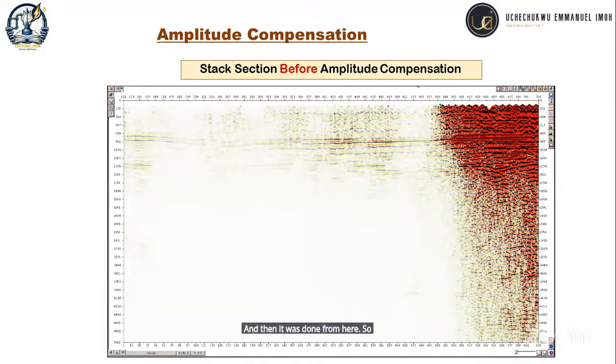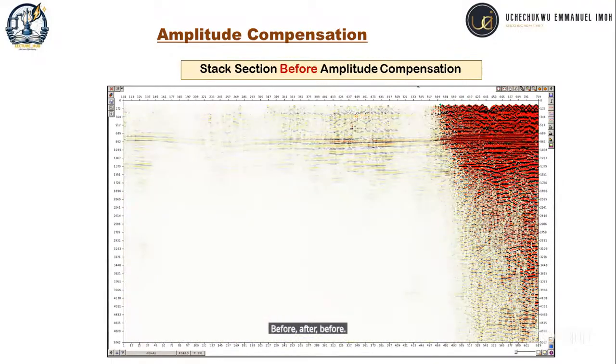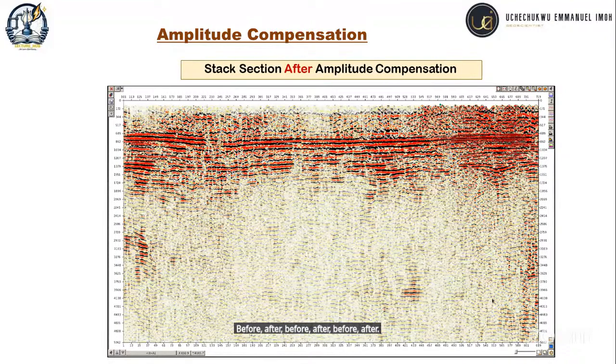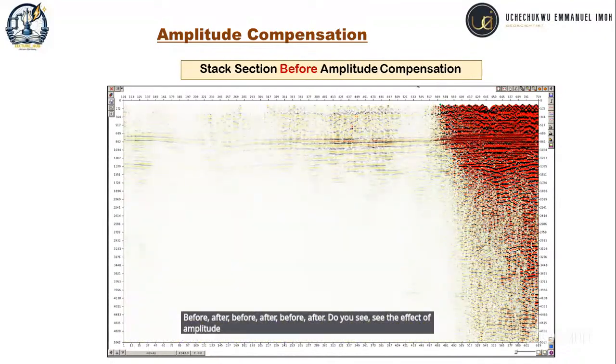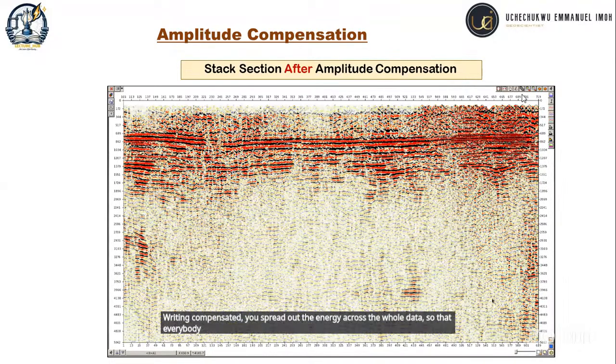So furthermore, this is another amplitude compensation. Before, after, before, after, before, after. You see the effect of amplitude compensation. Before, the higher energy is on one side of the data. When you compensate, you spread out the energy across the whole data so that every event becomes more visible.